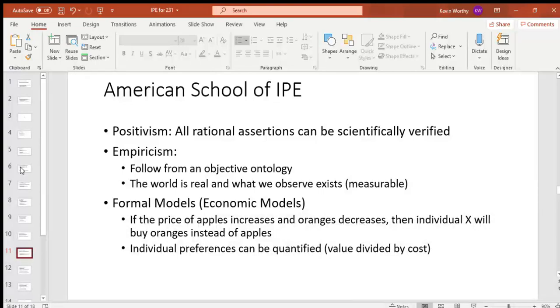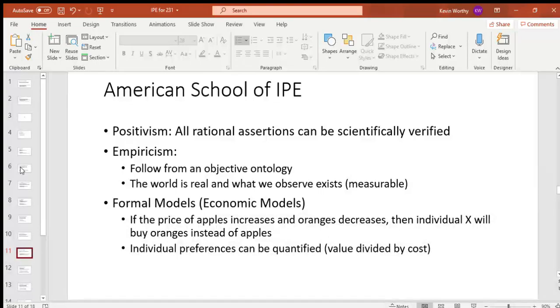So this is a formal model. It seems very simplistic, right? It seems just like shopping, but this is a formal model in its most basic, simplest form. If the price of something changes, your desire to buy it will change. And we call this basic supply and demand. We won't really get into that in this course.